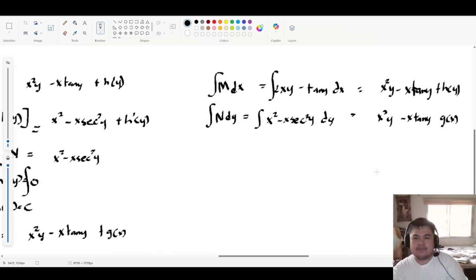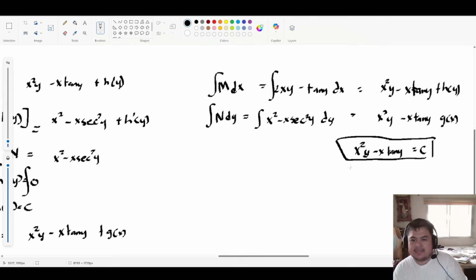It's the same. And what we're going to do now is copy the similar terms. Once you copy the similar terms, basically you equate it to C. Identify your h of y, which is 0, and g of x, which is 0. Okay, so that is now how you solve an exact equation.